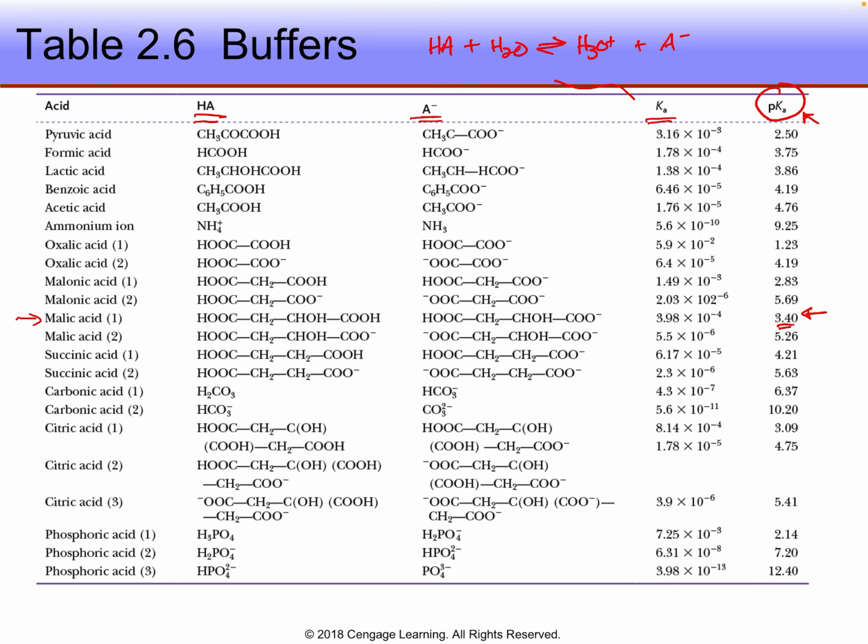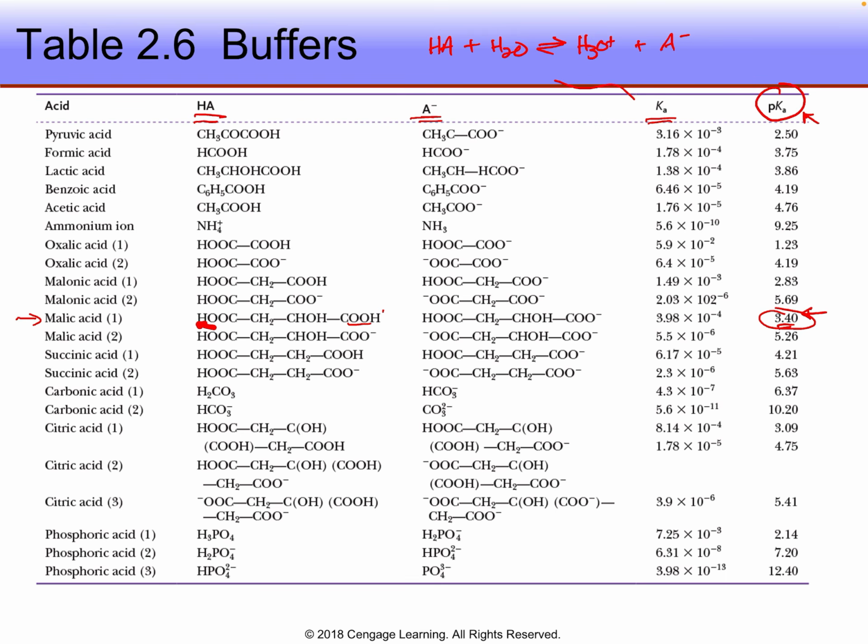So malic acid has a carboxylic acid here and another one here. This is the HA form. This is the A minus form. One of the carboxylic acids has lost an H plus, and its pKa is about 3.4. And so that means that if I want to do an experiment at 3.3, this is a good buffer to choose. And it would be good roughly from 2.4 to 4.4 is the pH range. You want to go plus or minus 1 pH unit. And so you would consult a table like this to decide which buffer you would want to use.